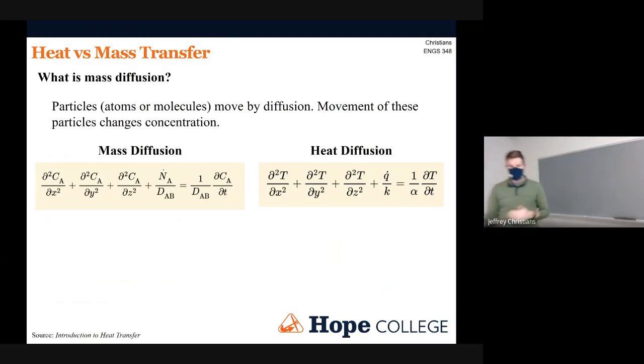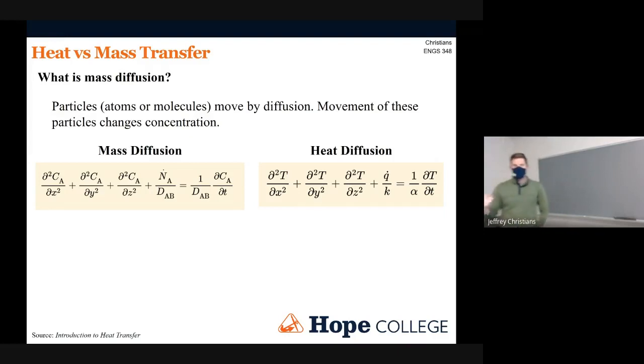If you look at the mass diffusion equation, you're looking at concentration gradients instead of temperature gradients. So for mass, you're talking about concentration. How much of it is there? With heat diffusion, we're talking about temperature. How much heat is there? That's temperature. How much mass is there? That's concentration. So they're kind of directly analogous.